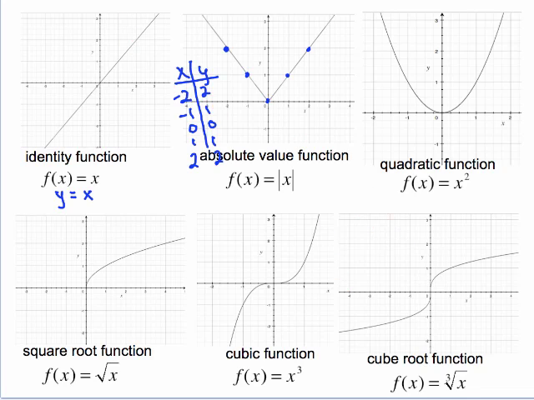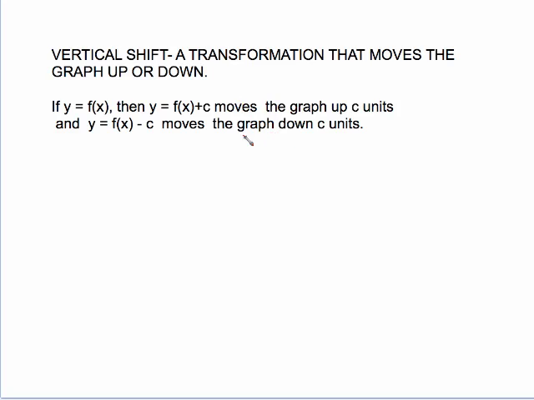So let's look at one basic kind of transformation. It's called a vertical shift. A vertical shift is a transformation that will move the graph up or down. This is a very easy one to see on the graph, and it makes sense with the formula. If you have an original function, no matter what it is, if your new function y equals f of x plus c, then that's going to move the graph up c units. Plus c will move it up c units. And if the function is now f of x minus c, it's going to move the graph down c units.